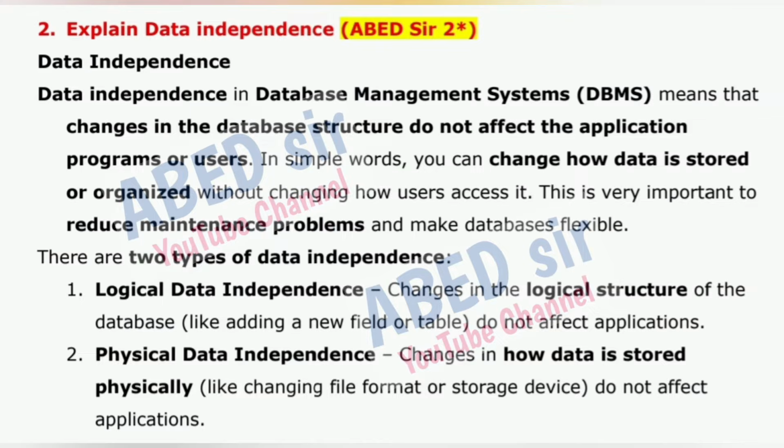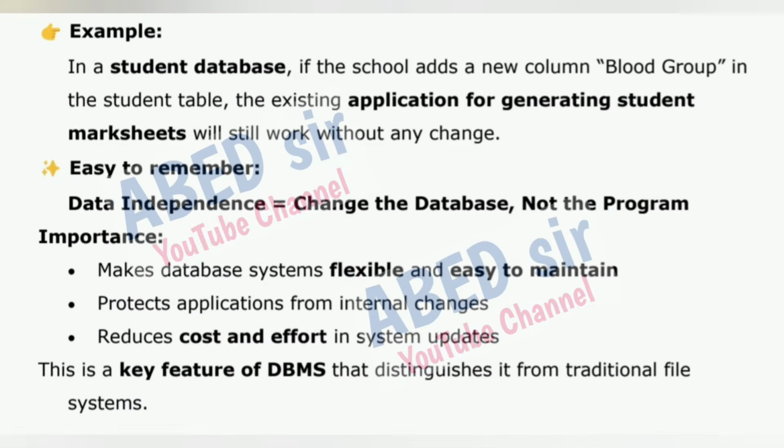There are 2 types of data independence. 1. Logical data independence. Changes in the logical structure of the database, like adding a new field or table, do not affect applications. 2. Physical data independence. Changes in how data is stored physically, like changing file format or storage device, do not affect applications. Example: in a student database, if the school adds a new column blood group in the student table, the existing application for generating student mark sheets will still work without any change.